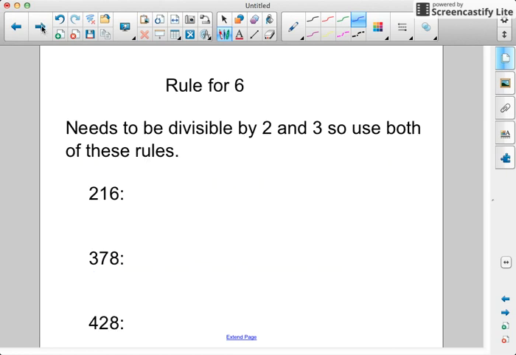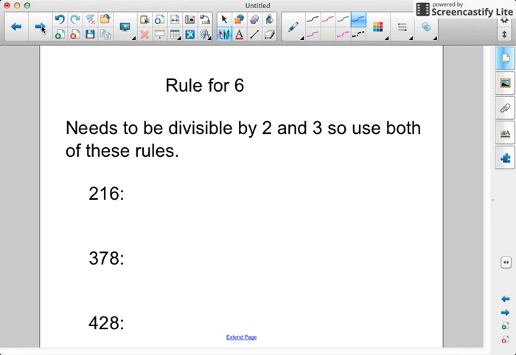One more rule for this video, we'll do the rule for 6. Okay, now the factors of 6, or numbers that divide into 6 evenly, are 2 and 3. So the rule for 6 is that the number needs to be divisible by 2 and 3. So we use both of those rules that we've already learned to see if a number is divisible by 6.